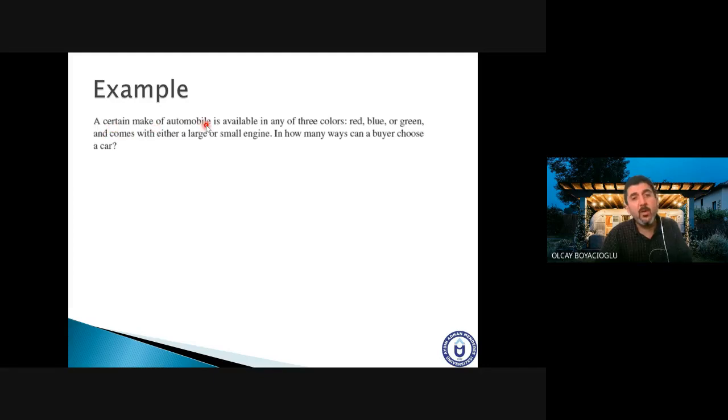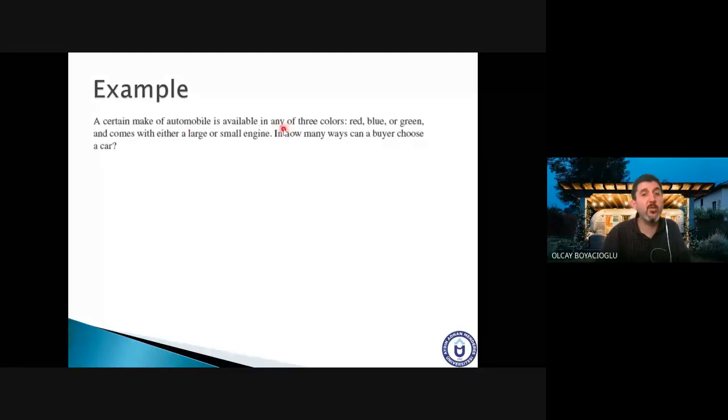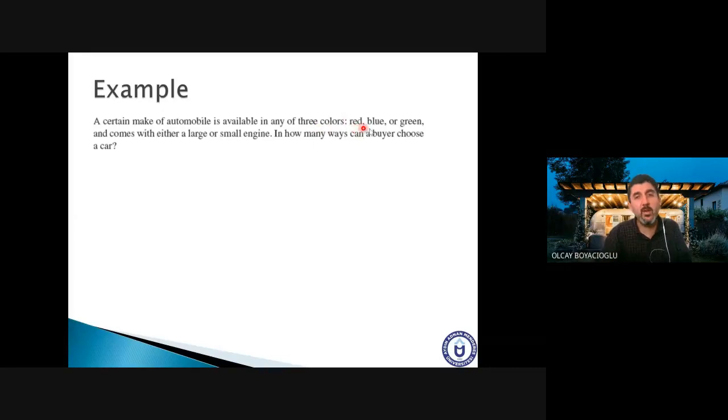So a certain make of automobile is available in any of 3 colors. Bir tane araba sadece 3 tane renk yapılıyormuş. Başka renk yapmıyorlar. Düşünün artık havaya. Herhalde Lamborghini olsa gerek. And those colors are red, blue and green. Başka araba rengi yapmıyor. Mesela beyaz araba istiyorum diyorsun. Biz beyaz yapmıyoruz diyor. Bizden alıyorsun kırmızıyı, sanayide gidip beyaza boyatıyorsun. Herhalde bu yöntem bu. Red, blue or green. And it comes with either a large or small engine. Okay. Ya büyük motorlu ya da küçük motorlu geliyormuş.